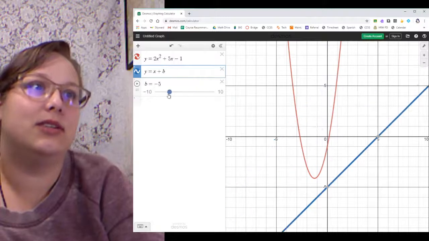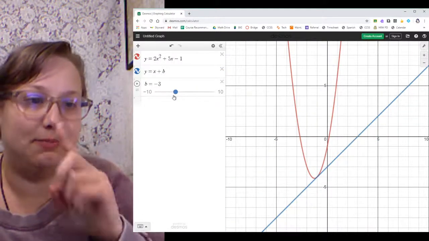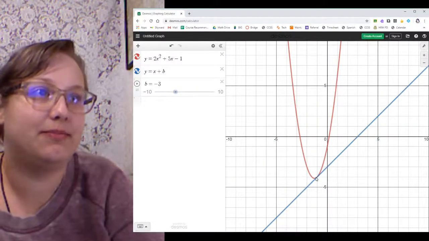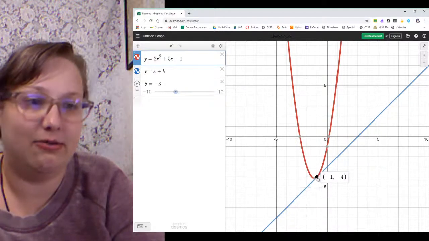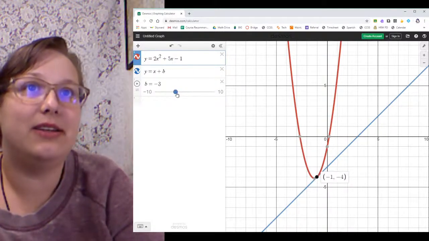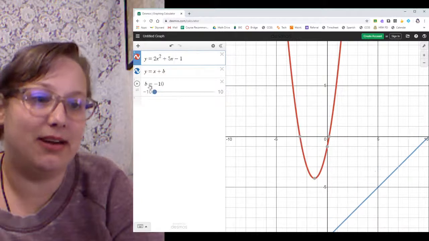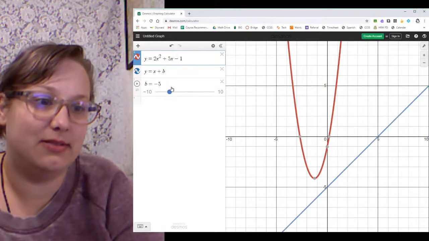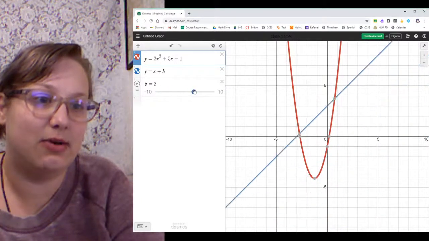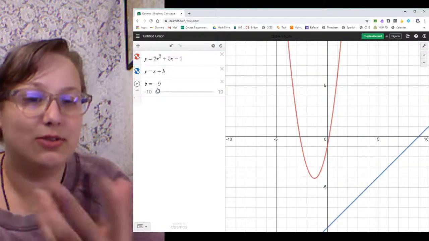But it also could hit only one time, right here, like (-1, -4). And it could technically hit no times. Anywhere down here is no times, right? So once, twice, or not at all. Those are my 3 options.